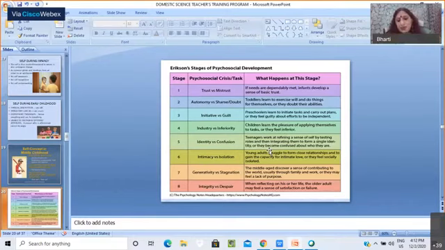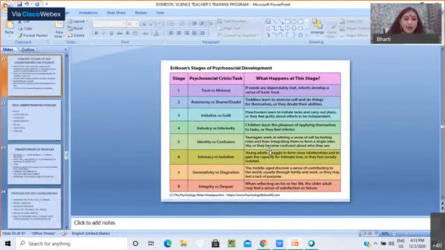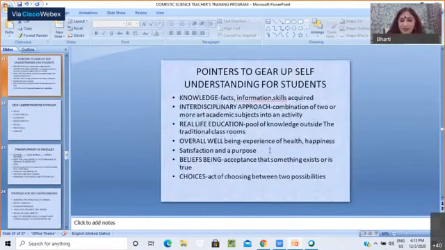Then intimacy versus isolation. How to observe and see the close relations, so that they are not abused or misused by others. At the same time, I would just quickly take up the next slide.